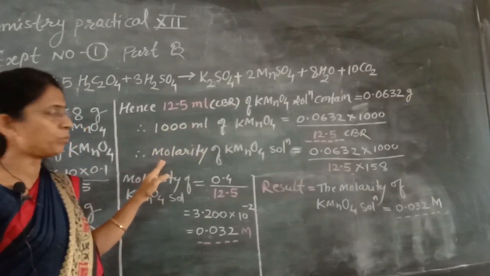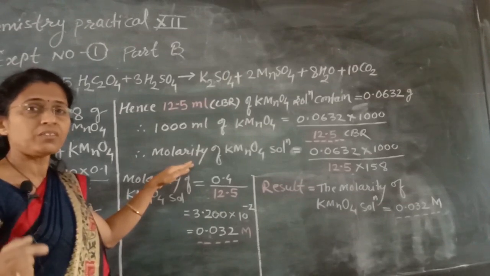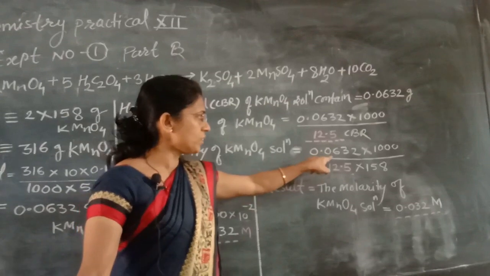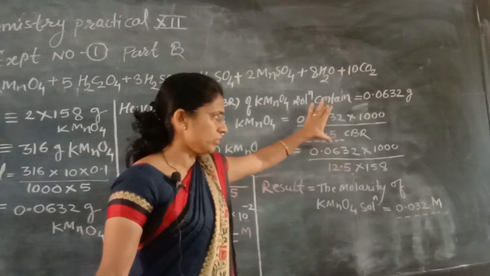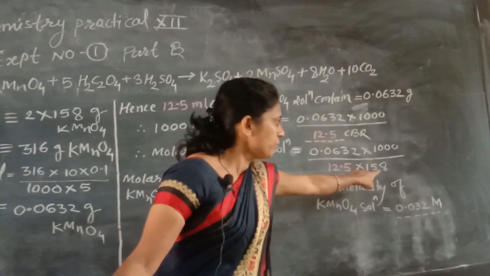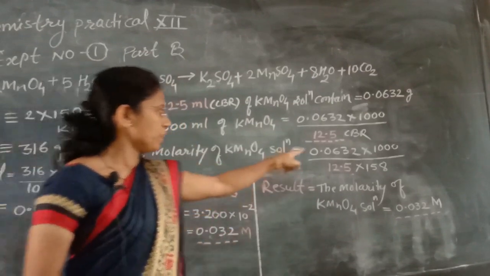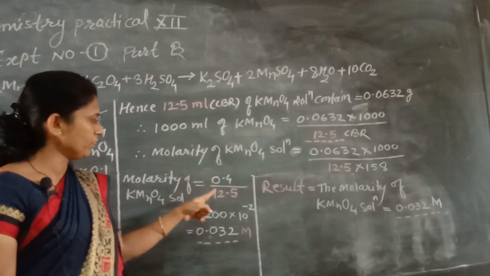Now we want to find out molarity. To find molarity, it is essential to divide by the molar mass of KMnO4. So here, 0.0632 into 1000 upon 12.5, same divided by 158, that is the molar mass of KMnO4. When you solve this, we get 0.4 upon 12.5.